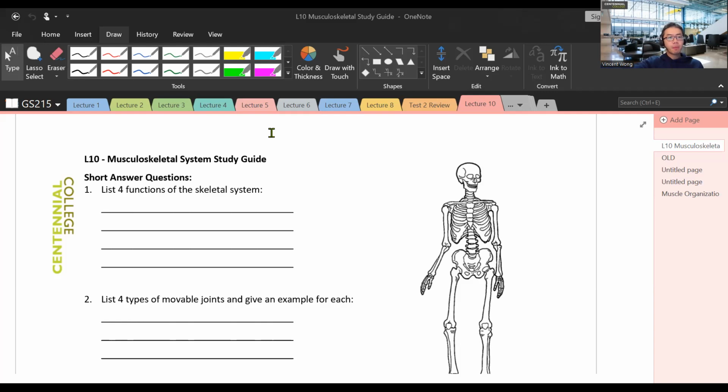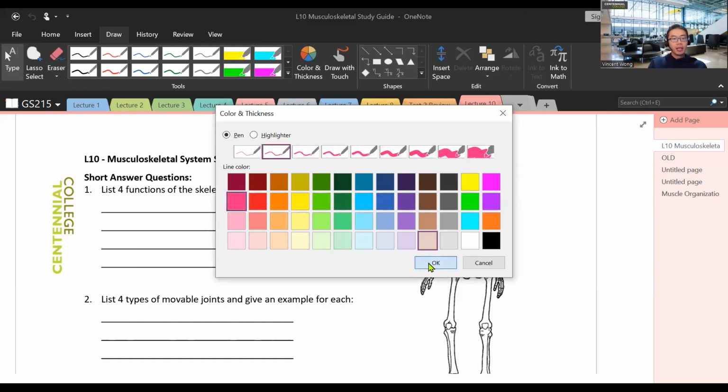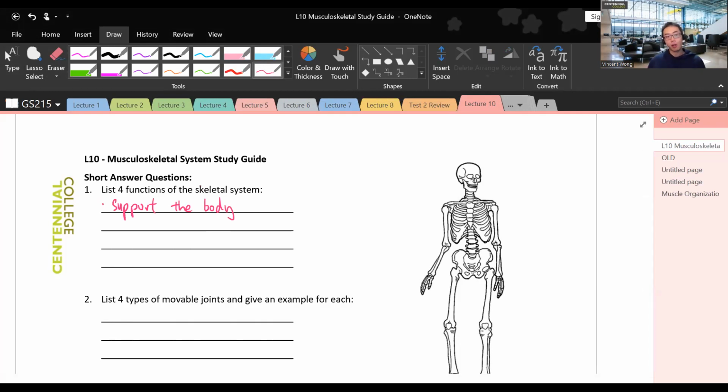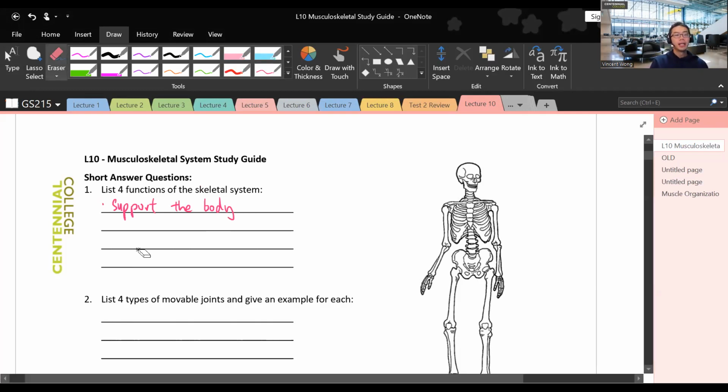So let's get started. First question, short answer. List 4 functions of the skeletal system. So the skeletal system includes things like support the body. Okay, it creates a framework to prop us up so we don't fall over as a result of gravity.